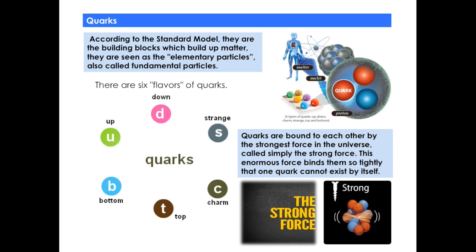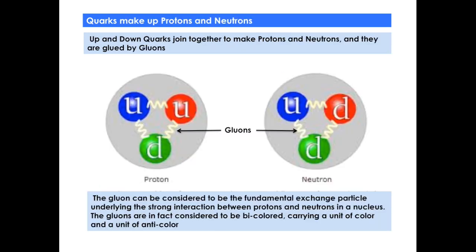Quarks are bound to each other by the strongest force in the universe, called simply the strong force. This enormous force binds them so tightly that one quark cannot exist by itself. Quarks make up protons and neutrons.